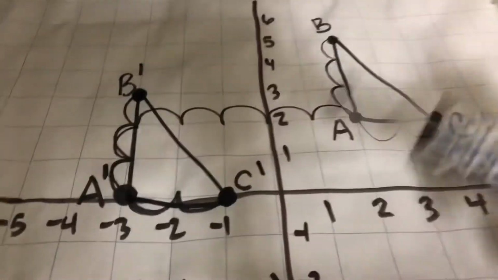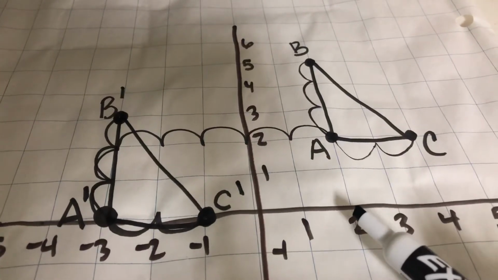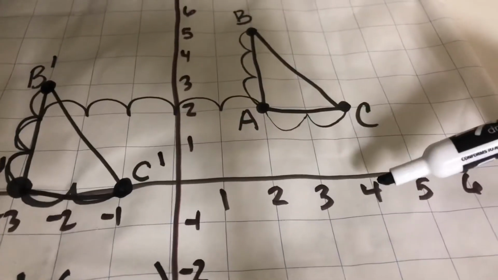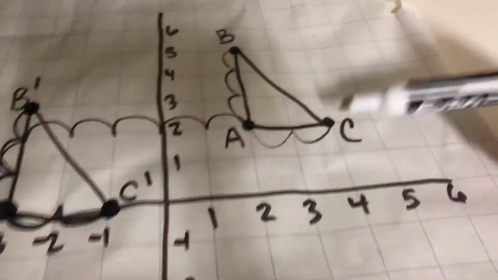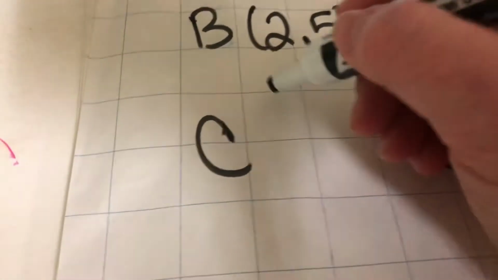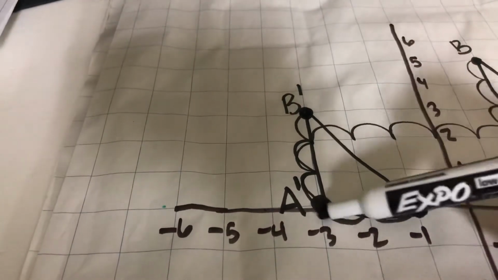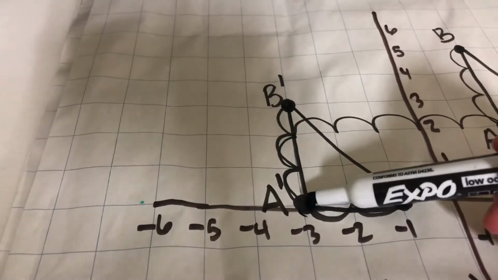Now let's go and quickly record my coordinates for B and C. So my coordinates for B are 2 along the X and 5 along the Y. So let's write 2, 5. And for C, let's get the original out of the way, is 4, 2. So let's go over here and write 4, 2. Now let's go up to our image. Our image of B1 is -3, 3.